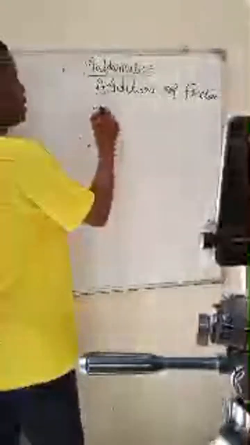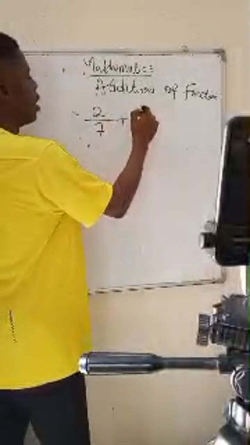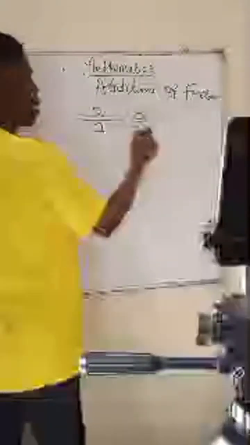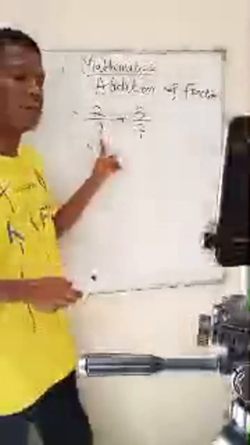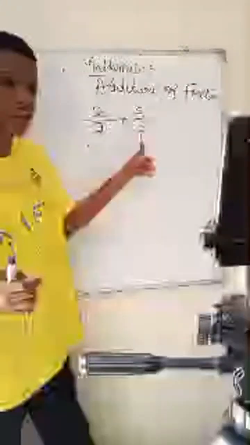So if they have the same denominators, all you need to do in that type of fraction is just add the numerators and keep the denominator the same. Let me tell you what we mean. Let's say you have 2 over 7 plus 3 over 7. Okay? What do you observe? You observe that you have 7 as the denominator and 7 also as the denominator, right?